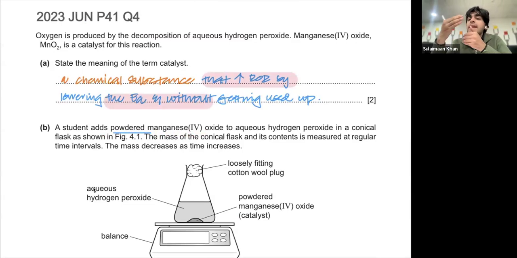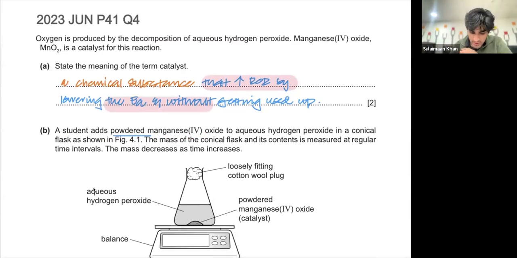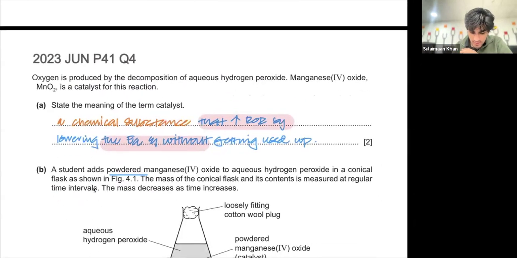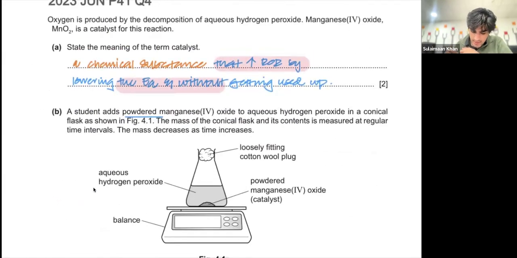Because powdered means increased surface area, so more particles are exposed. Sorry, powdered is the catalyst here, so more particles of the catalyst are going to be exposed, and therefore more frequent collisions with the catalyst, so the total effective collisions increase, which would result in a greater rate of reaction. That's why he's using it in the powdered form.